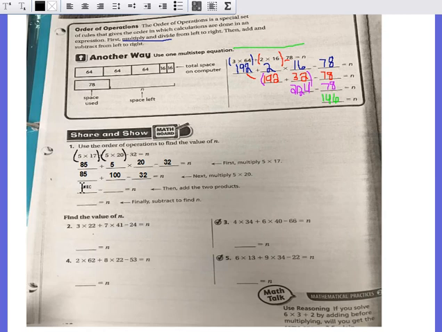Alright, I'm going to add 100 plus 85. I'm going to get 185. And then I'm going to subtract the 32 from that. So once I've done that, then I take 185 minus 32 and I get 153.